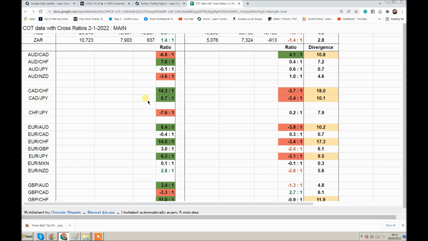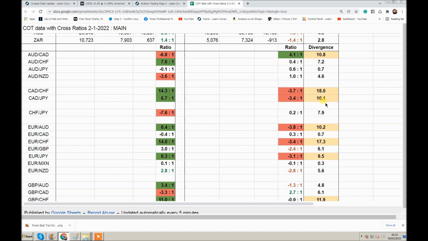Now, if we go to CAD JPY, you can see here the large speculators are long, 6.7 to 1 in terms of longs over shorts. Commercials 3.4 to 1 in terms of shorts over longs. So we've got another plus 10 divergence here.